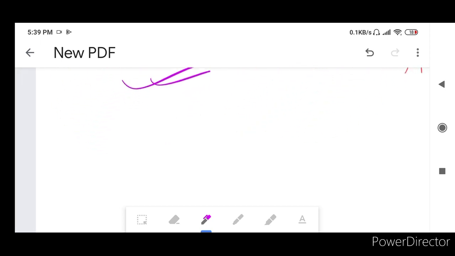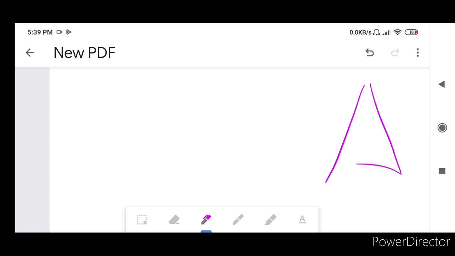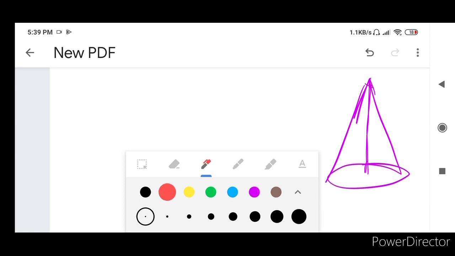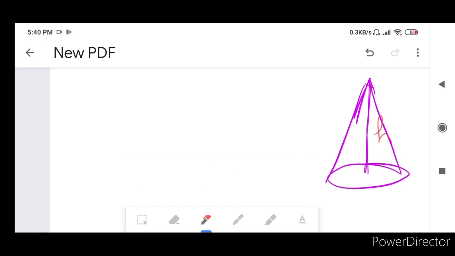Now if we go to the formulas, so this is the cone, it has a height. The height will be measured from the tip of this to here. So it would have some height. Say this is the height from the center.